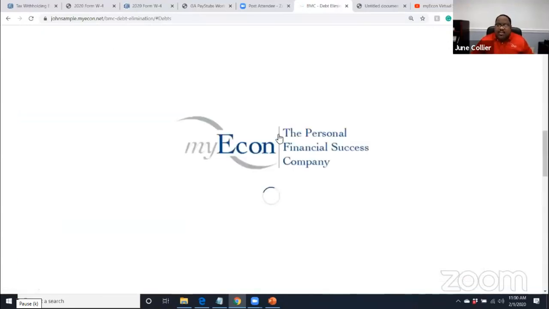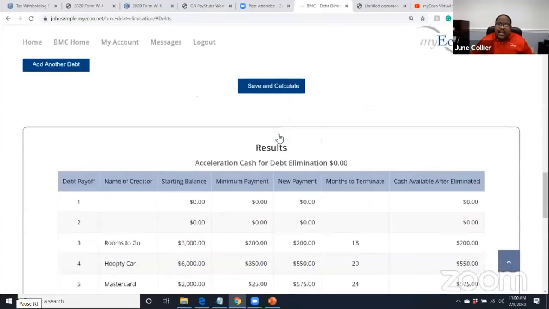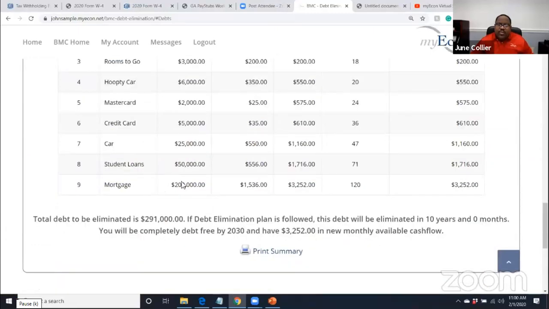The way that the calculator works is it snowballs your debt. So we've got a mortgage, student loans, a car note, 2 car notes, MasterCard, credit cards. By using the debt elimination software, you're going to eliminate all of this debt in 10 years total, 10 years, 0 months. So you're going to eliminate $291,000 worth of debt in 10 years. And then at the end of 10 years, you've got $32.52 in monthly cash flow that's now available to you that used to service debt.